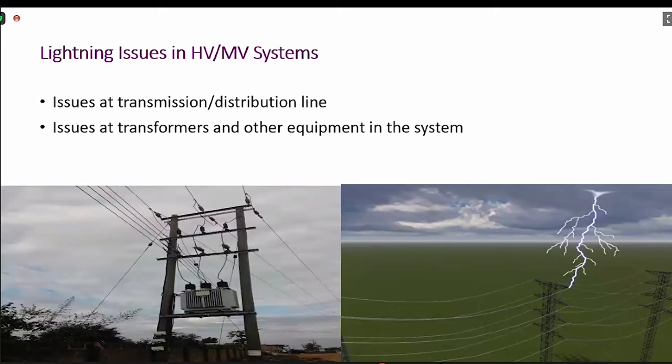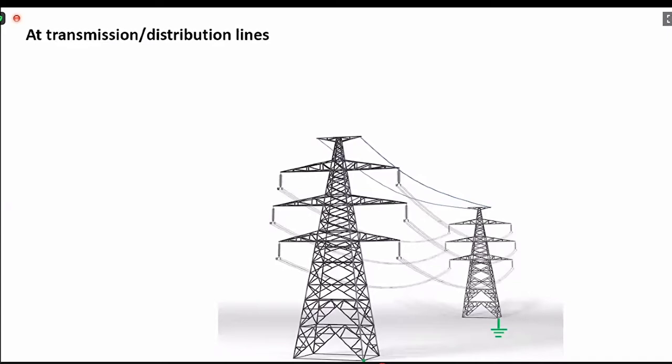Basically, in the case of high voltage and medium voltage systems, we say that the issues are at transmission and distribution lines. In other words, the problem comes in the line rather than at any other place, where the most probable place of the lightning strike is. And also the problem comes in switchyards and substations where you have transformers and controlling devices. So first we'll look at what really the problem is in transmission and distribution lines.